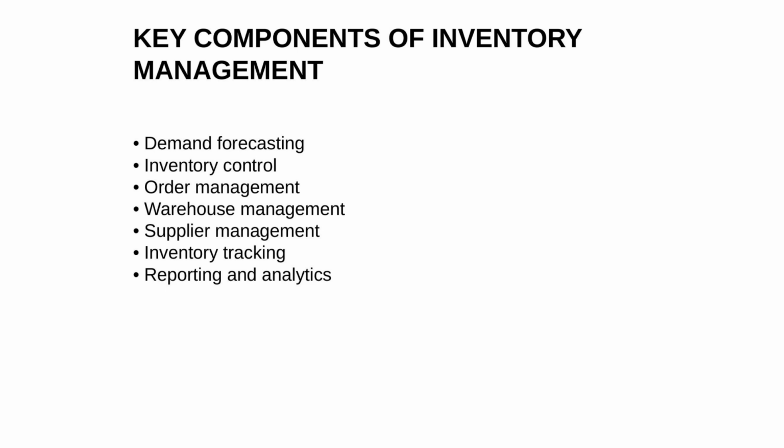Demand forecasting estimates what customers will need and when. Inventory control decides how much to keep and when to reorder. Order management ensures customer orders are processed and fulfilled efficiently. Warehouse management focuses on how inventory is stored, handled, and picked. Supplier management ensures inbound flows are reliable and aligned with requirements. Inventory tracking provides visibility, ideally in real time, so people can trust the numbers. And finally, reporting and analytics turn data into decisions, helping managers identify problems early and optimize performance over time.